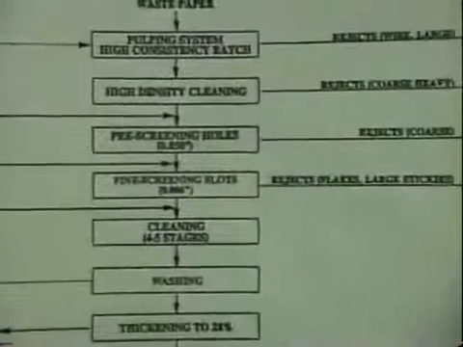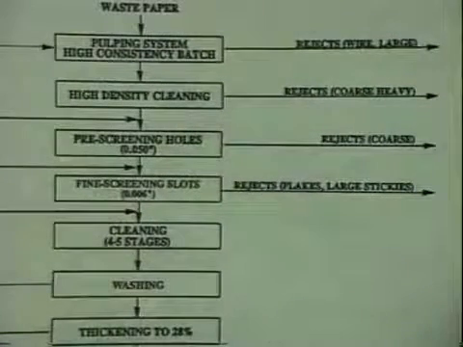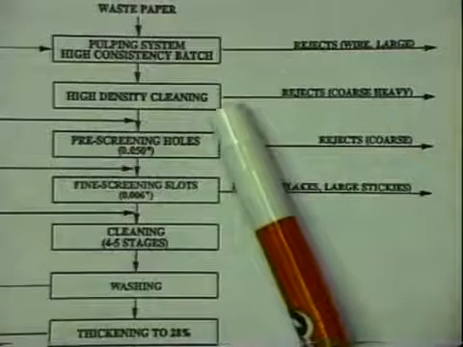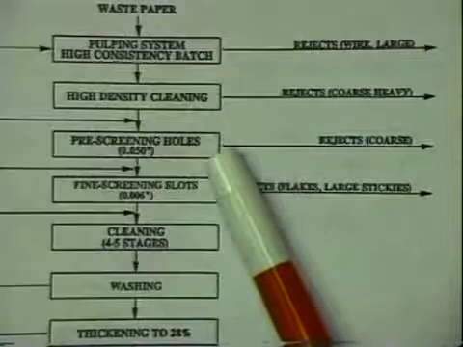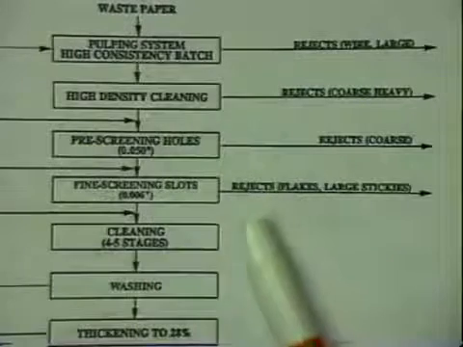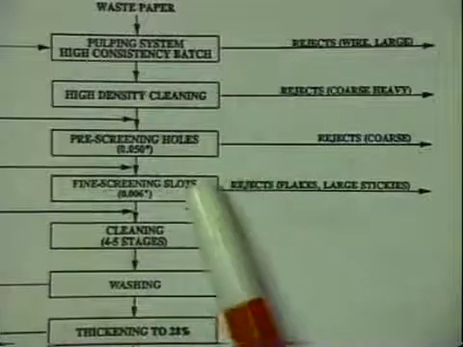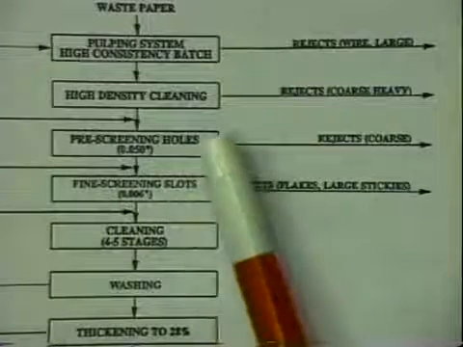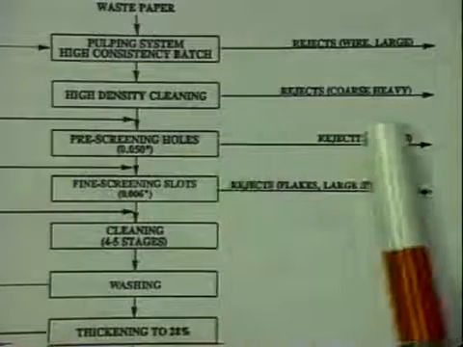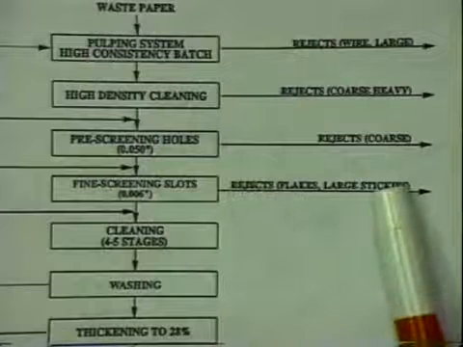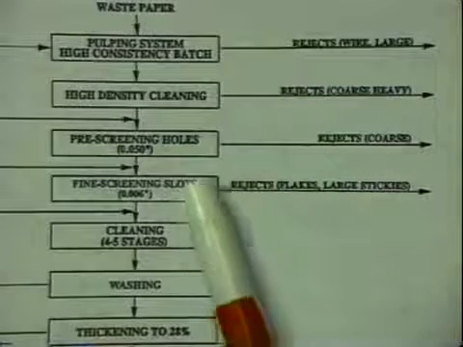Okay, so here we are. This is just one example. So we're going to have our pulping system, and then we're going to remove large rejects there. Then we're going to have a high density cleaner. We're removing glass and metals and wires. Pre-screening holes, so we're going to remove a lot more. This pre-screening tries to protect the fine screens, because the fine screens at 6/1000ths of an inch slot can get plugged very easily. So this protects them. We're getting rid of the large stuff first. And then the one with the 6/1000ths of an inch slot is going to remove stickies and flakes. So we'll get rid of those.